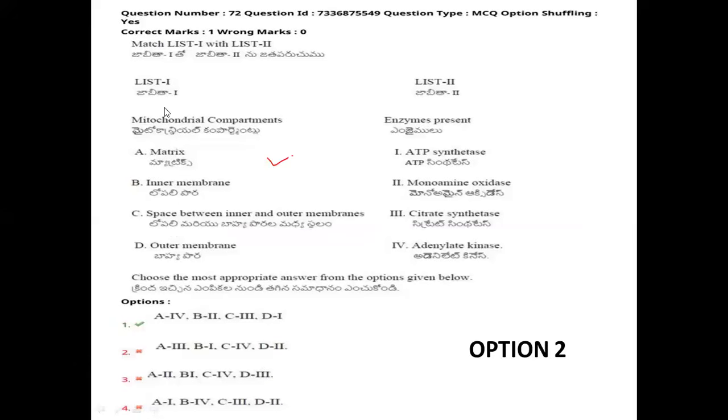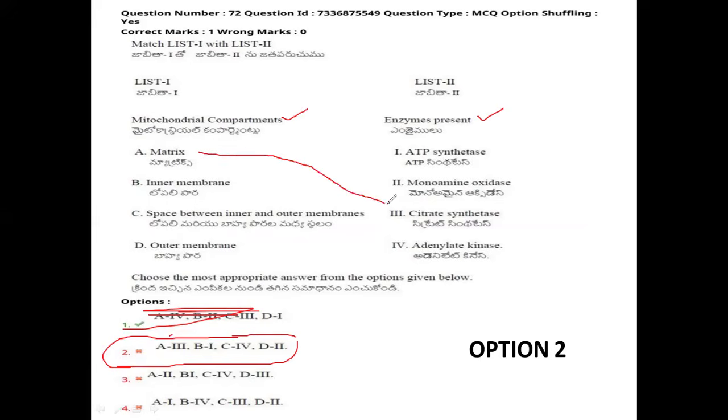Next question. Match the following list. Mitochondrial components and their enzymes. So this is the correct option, not option 1. This is not correct. Let's see. The mitochondrial matrix will have citrate synthase and the inner membrane will have ATP synthase. We have seen this in the previous questions, if you remember. The space between the inner and outer membrane will have adenylate kinase. The outer membrane will have monoamine oxidase. So option 2 is correct.